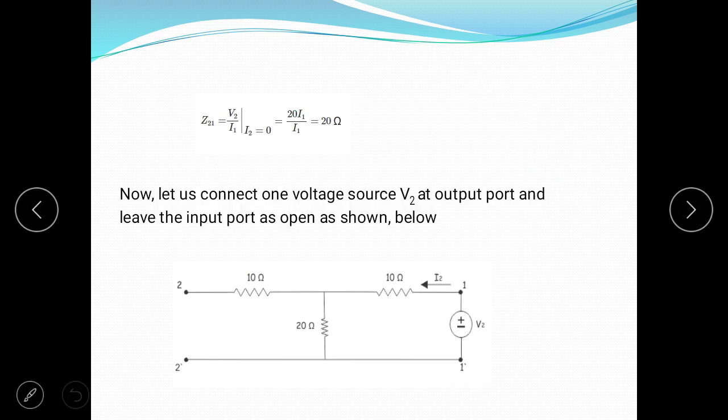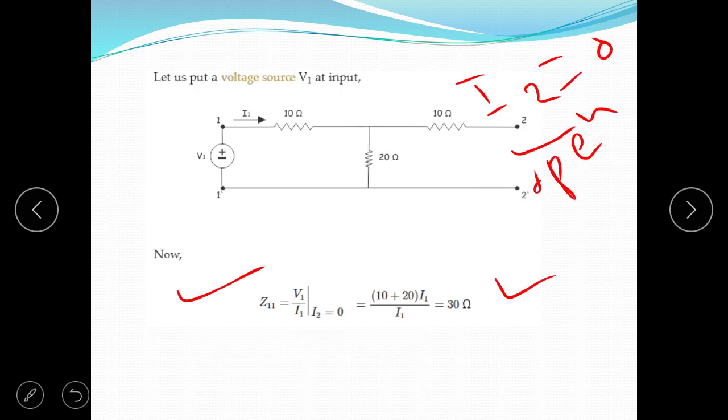Similarly, Z21 is equal to V2 upon I1 when I2 is equal to 0. It means in this case I2 is equal to 0, we take the ratio of V2 upon I1.